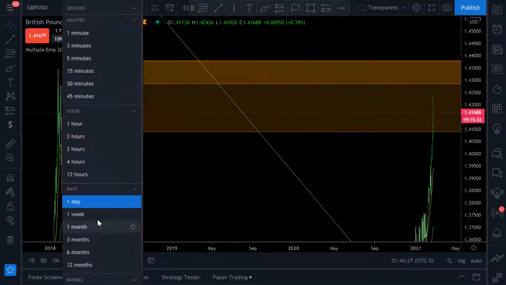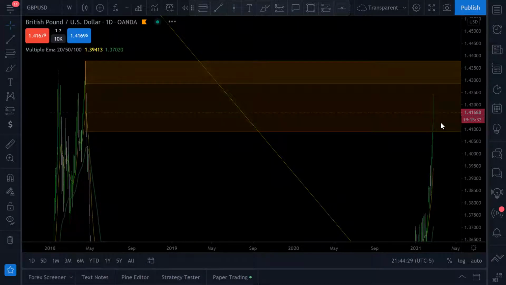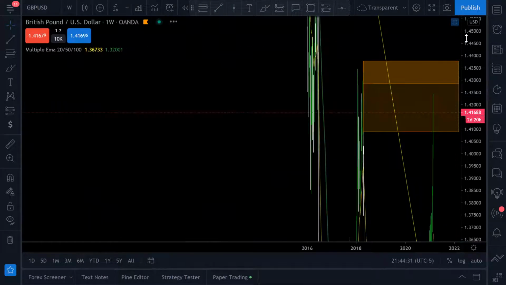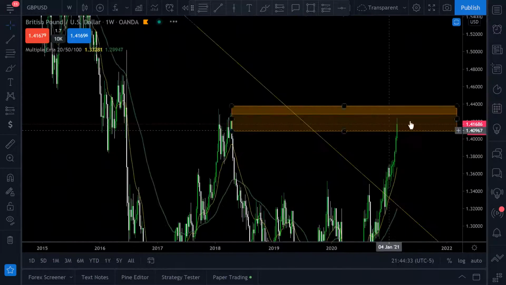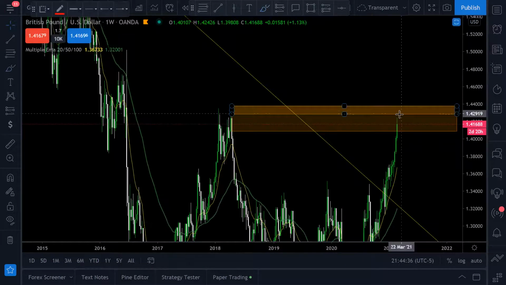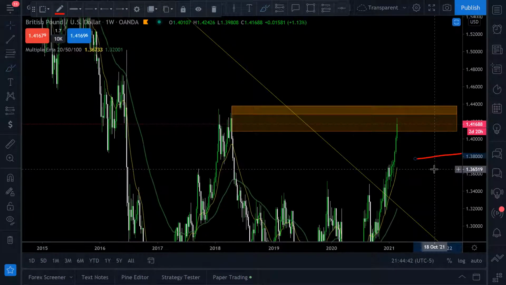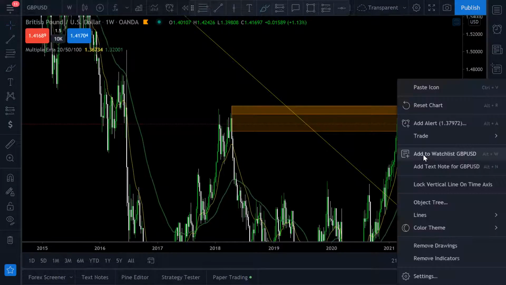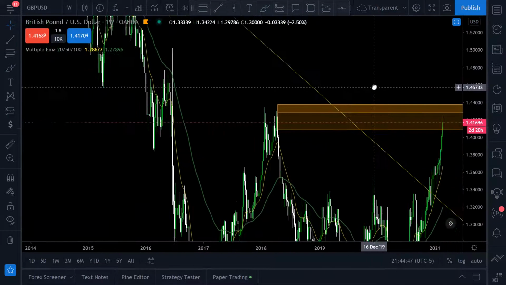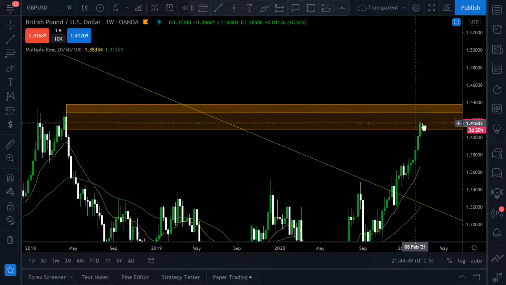Before I get off that weekly, I want to show you something. This could be our signal. Price might not get up to this line here. Price might not reach that border. Why would I say that? Because this is a rejection area.